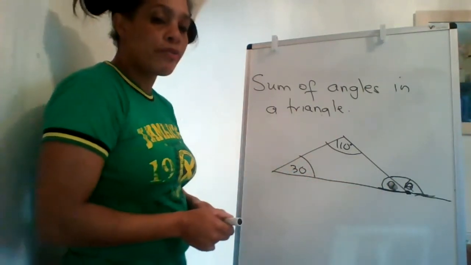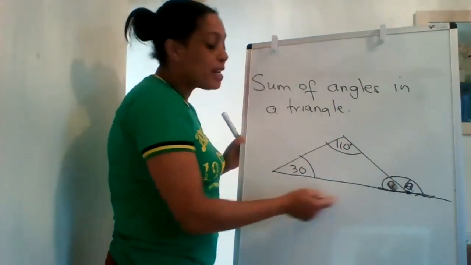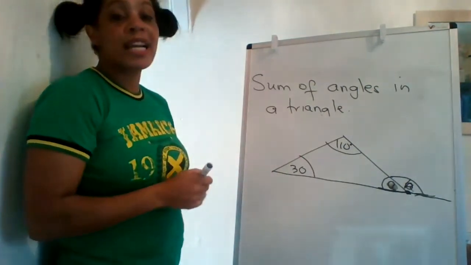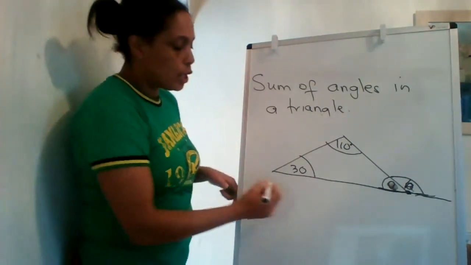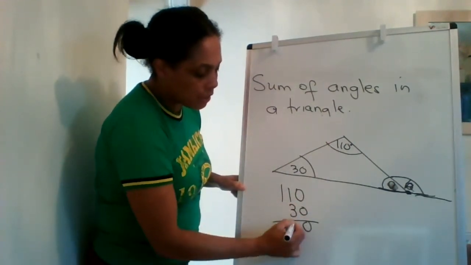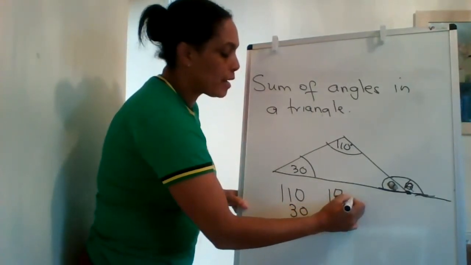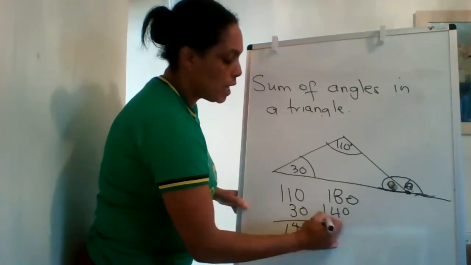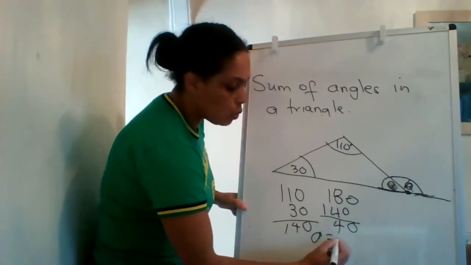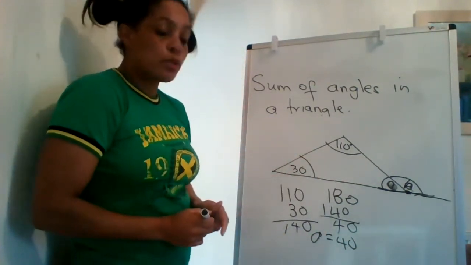But how are we going to find A? A is located inside the triangle. So because A is located inside the triangle, I know angles in a triangle add up to 180 degrees. So I have 110, which is that one, plus 30, and that's going to give me 140. 180 take away 140 leaves us with 40. So therefore, A is equal to 40. So I know that angle A is equal to 40.